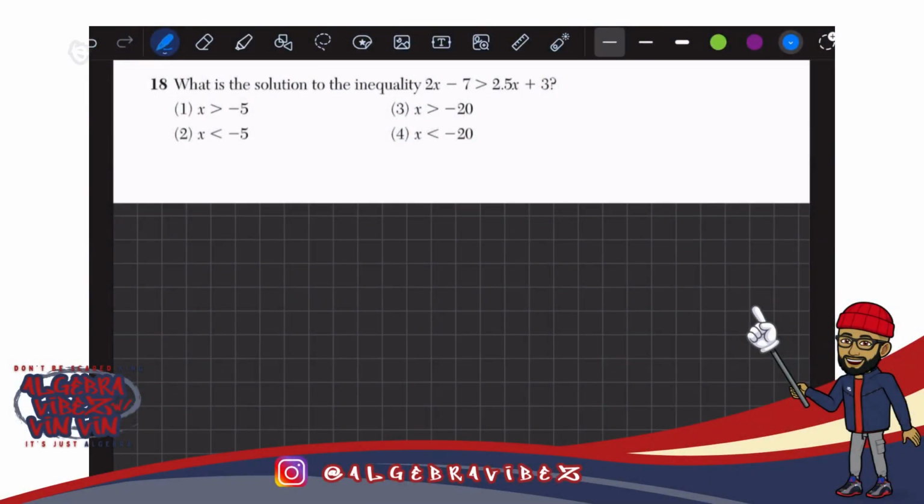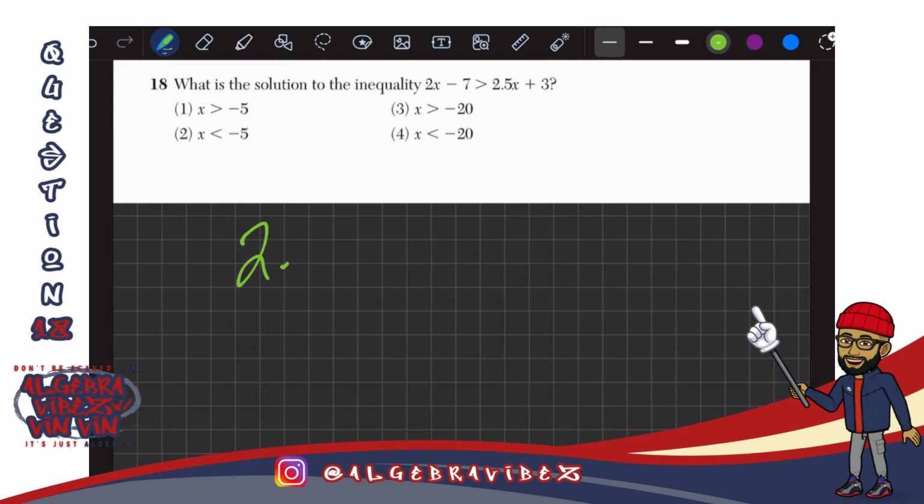Alright everybody, welcome. It is question 18. What is the solution to the inequality 2x minus 7 is greater than 2.5x plus 3? Treat this just like an equation. So I'm just going to rewrite everything just like I normally do so we can start fresh on the bottom over here.